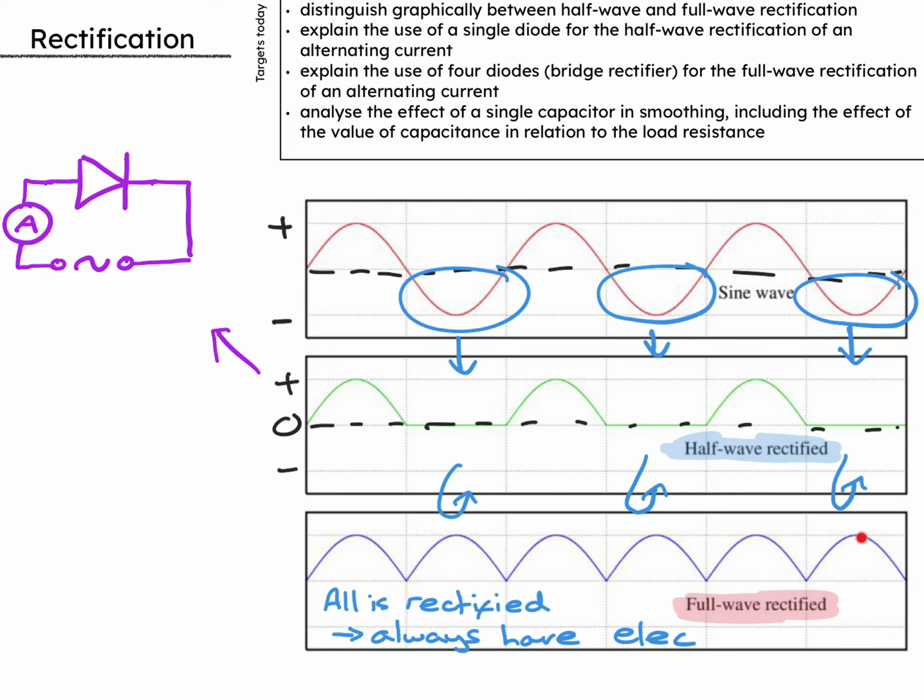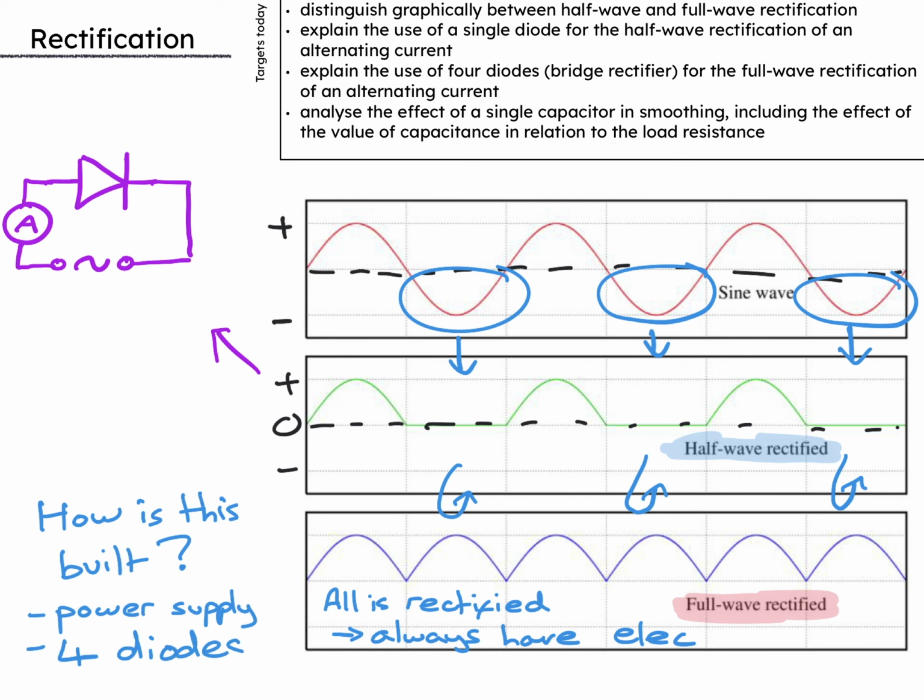Now, this one is tougher. Can you pause the video again and try to draw a circuit that will achieve this effect? I'll give you a clue in a moment. Okay, if you are struggling, the key to this one is that all you need is a power supply and 4 diodes. The tricky part is knowing how to connect the 4 diodes together. Have another go.